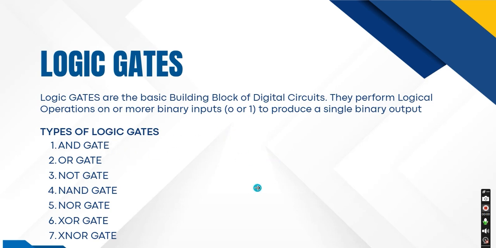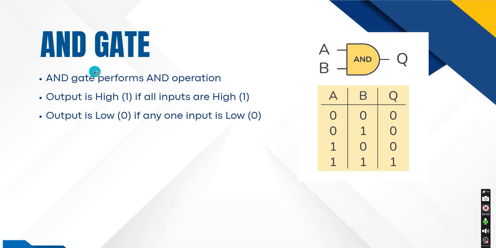We're going to start with the AND gates. The AND gate performs the AND operation. Now there is a condition for the AND gate. The output is high if all inputs are high. You can see we have 1 in the bracket here, so I can say output is 1 if all inputs are 1. We can also say output is low if any one input is low.